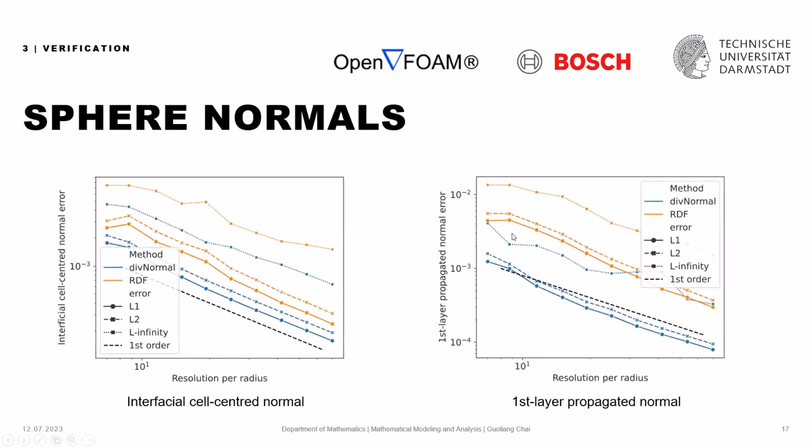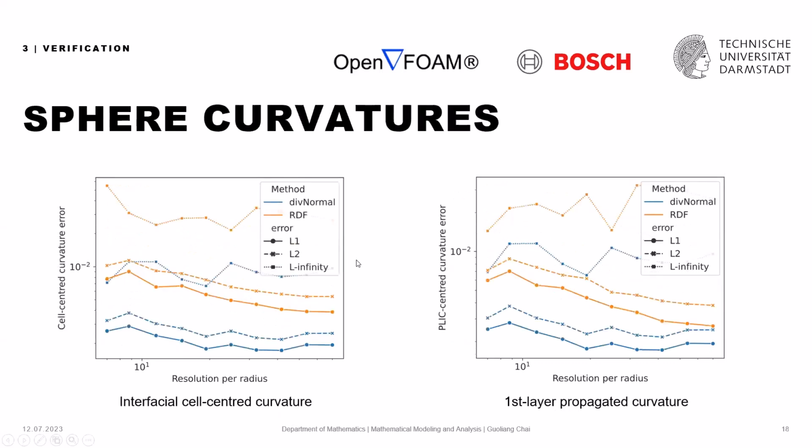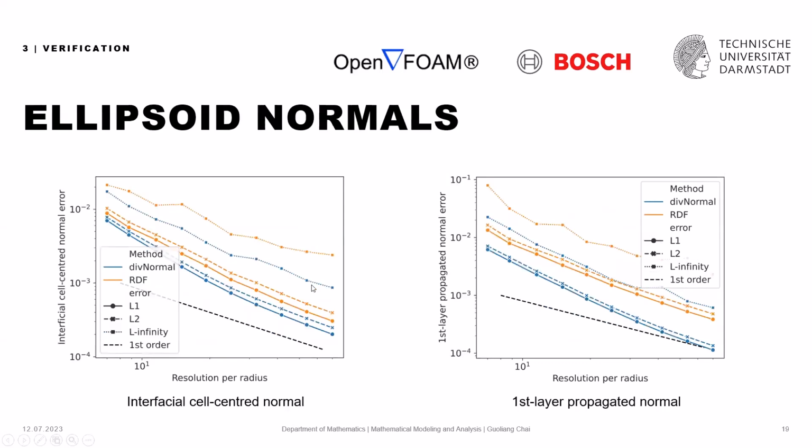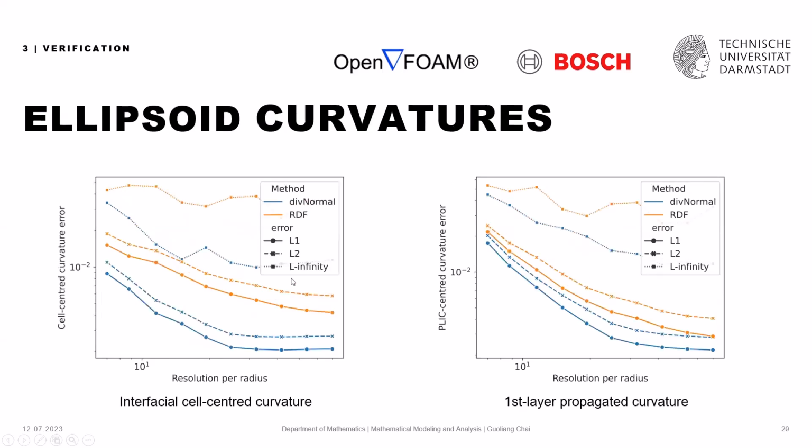And yeah, for sphere normals, you can see the red lines are RDF and blue lines are our methods. So this is the interfacial cell-centered normal, and the first layer propagated normals are all better than RDF. And this is for curvature. Again, ours is better. And for ellipsoids, the curvature is still better compared to RDF.